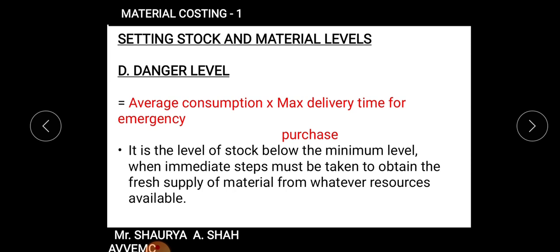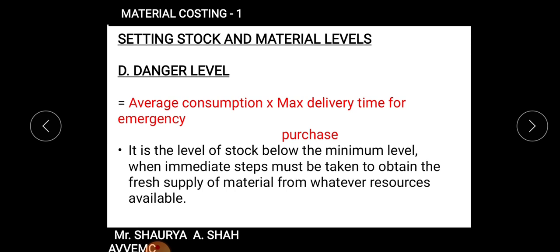Next, dear students, is your danger level. The name itself says it is a danger level. It shows you the danger point below which you cannot go, right? If you go below this point, your production will definitely stop. So it will always be below the minimum level. You have a certain maximum level, after that you have the ordering level, you have the minimum level, and after the minimum level it is the danger level.